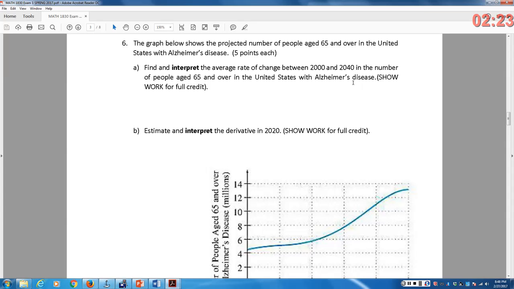I tried to make the problems worth more if they took more work. Like this one was worth 5 points for each part because they took some work. Number six, 5 points for A and 5 points for B.